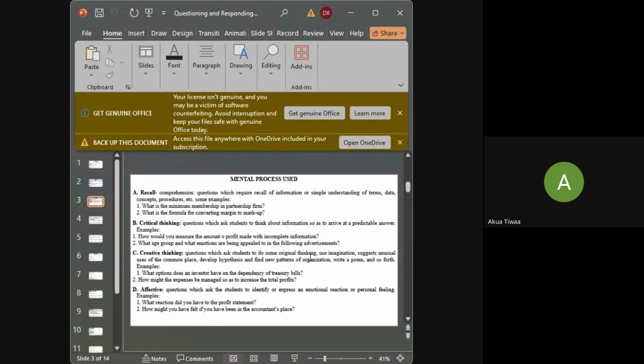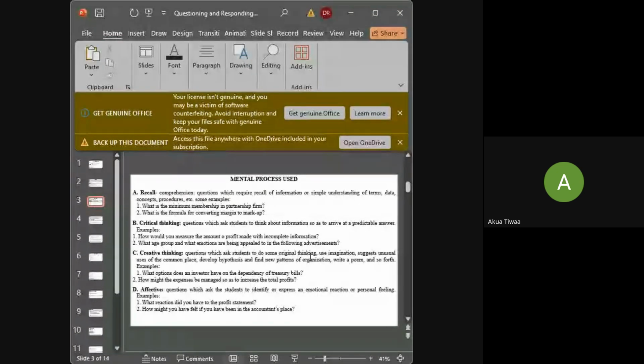Under the mental process, we have the recall, or comprehension: questions which require recall of information or simple understanding of terms, data, concepts, procedures. An example is, what is the minimum membership in a partnership firm? You see, this one is a recall question. When we ask how many people are required to do a partnership, you say, oh, two or more. This is something that you don't need to explain. It is a fact.